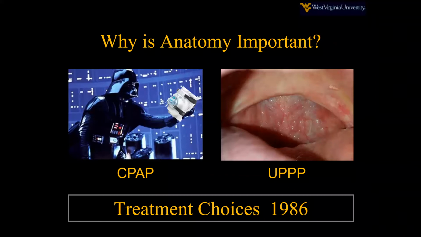Treatment choices in 1986, when I was a senior resident, included CPAP, which had just become a commercial device that year. CPAP was basically invented or discovered in 1981, but it became commercial in 1986. And then the only operation we had was the UPPP. This is the original method developed by Fujita, which nobody should do anymore. But that's what we had in 1986.